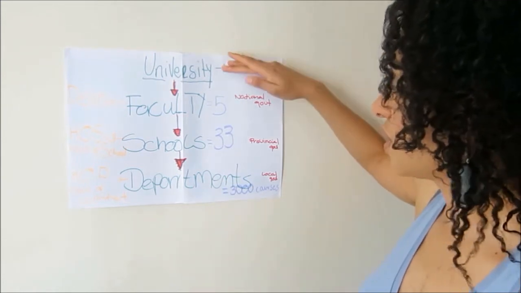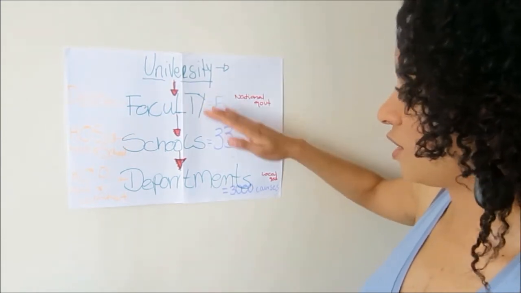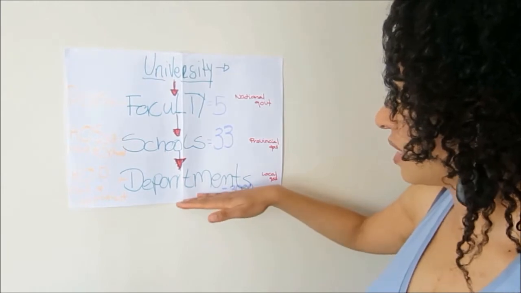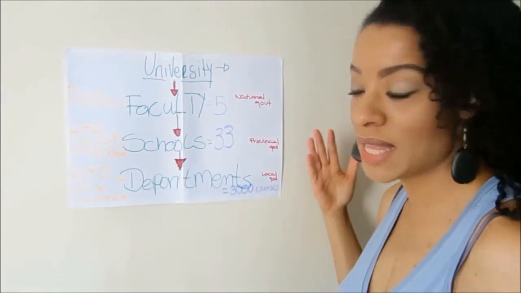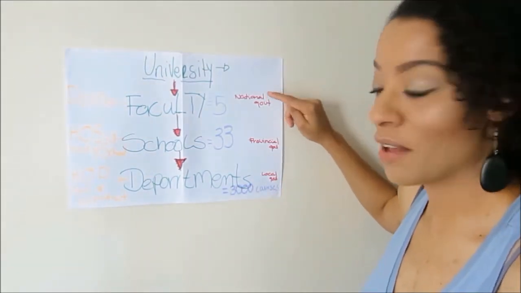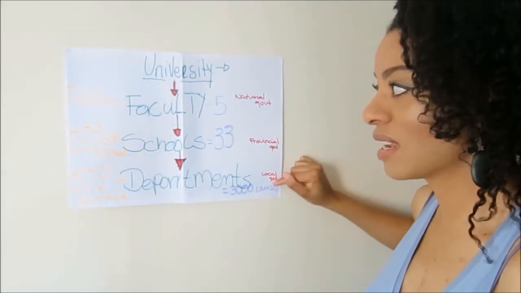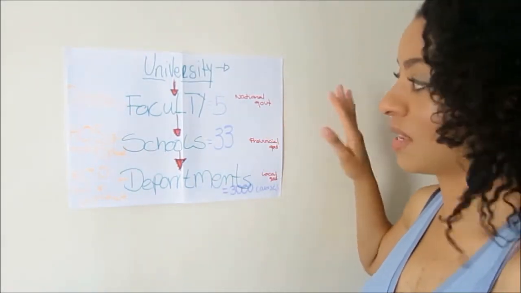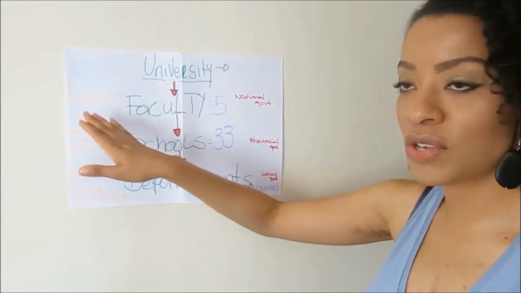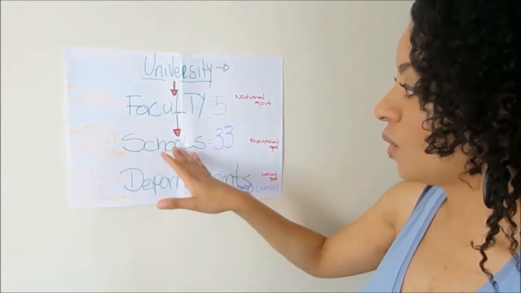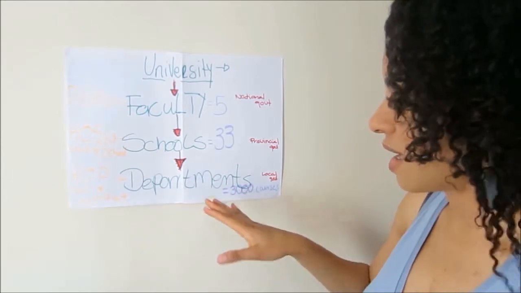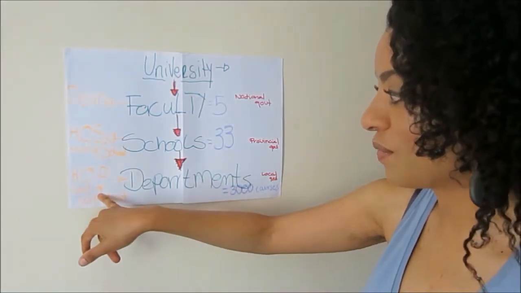Structure: you've got the university, you've got faculty, you've got schools, and you've got departments. Now, the only way I can explain this is that this would be national government, this would be provincial government, and this would be local government. And then the people that run those governments: at faculty level you get a dean, at school level you get a head of school, and at department level you get a head of department.